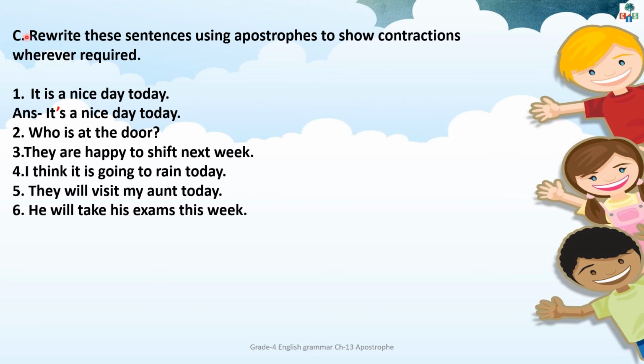See page number 39, exercise C. Rewrite these sentences using apostrophes to show contractions wherever required. Now you have to show the contraction. Contraction means you have to combine two words with the use of apostrophe marks. See number 1. It is a nice day today. Now it is. What you have to do? You have to show contractions. So it is will be it's. It's a nice day today. So like this you have to do rest of the sentences.